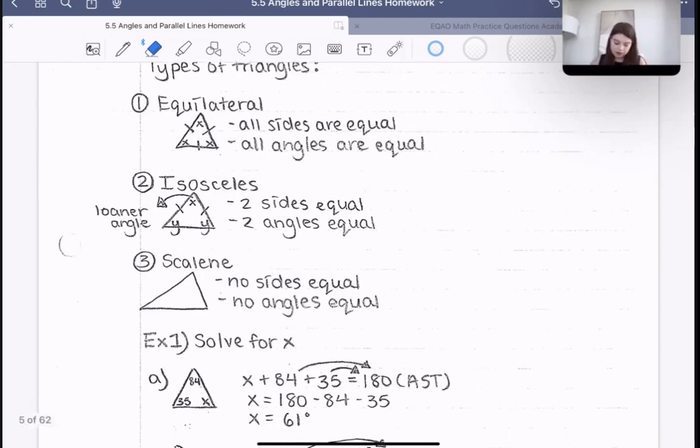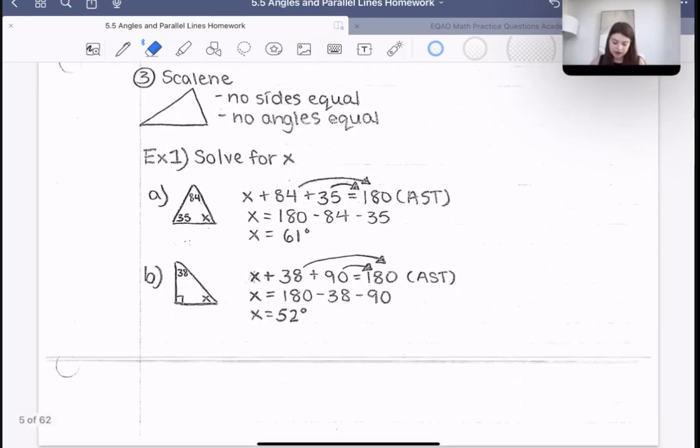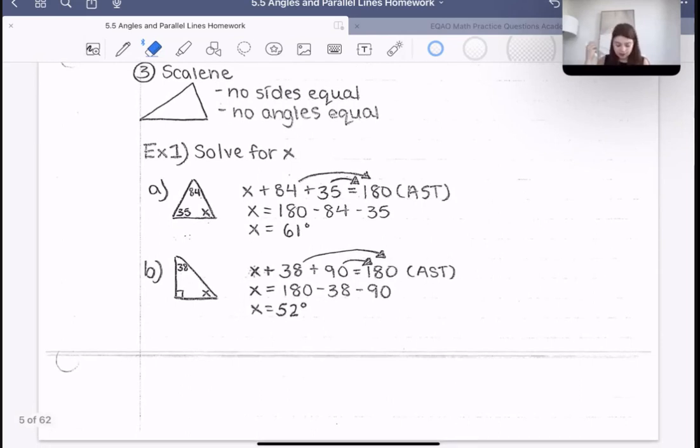So here they have some examples of how we can use our angle theorem for this. We have 84 and 35 and x, and we need to find x. How do we do that? Well, we know that x plus 84 plus 35, x plus the other two angles, has to add up to 180, right? And so we can easily solve and find that it's 61. Same with B. We know this square angle is 90 degrees, and we have 38 degrees for this second angle here. So we can find out that x would be 52 degrees.